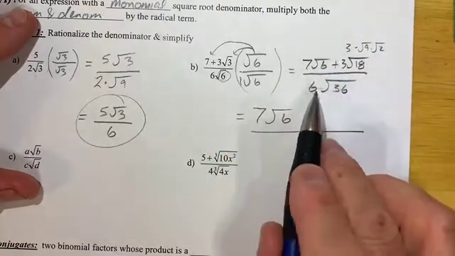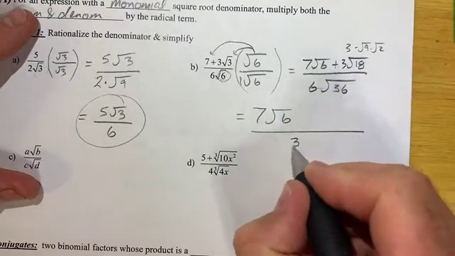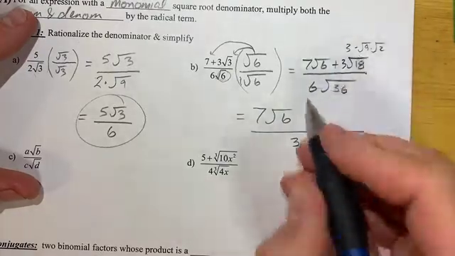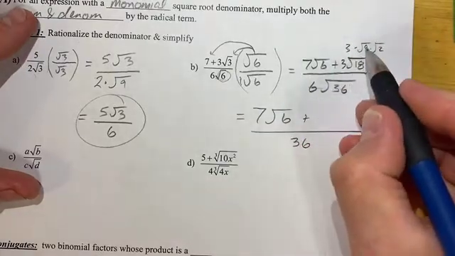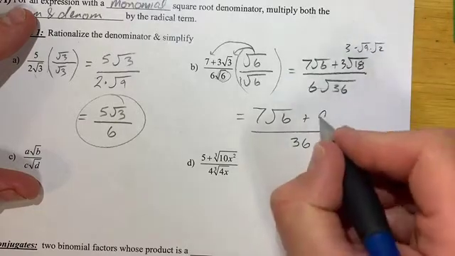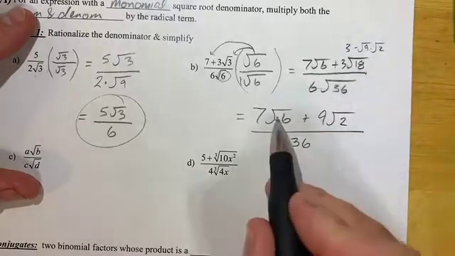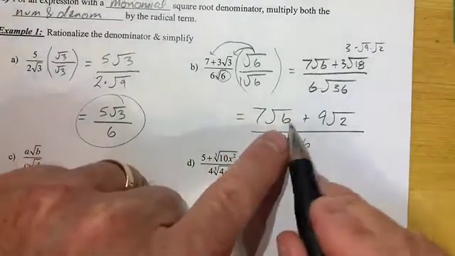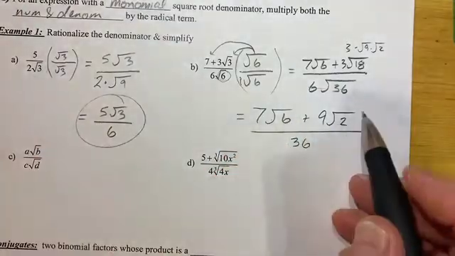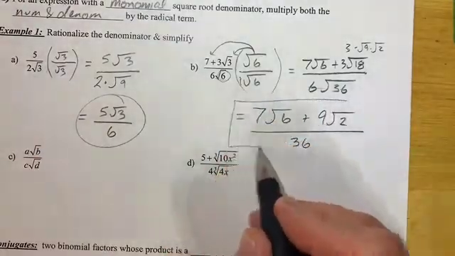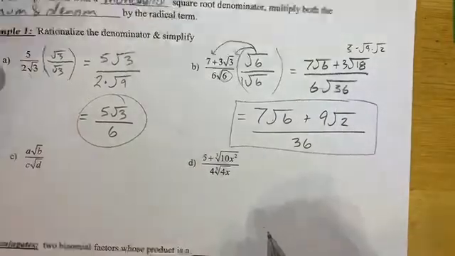Remember the denominator we said is 6 times 6? In other words, it's 36. What does this one become? 3 times 3, so 9, root 2. Now, can I add these two together? No, they're different kind of radicals. They're done. This is simplified. That's as far as you can go. There's nothing else I can do here.